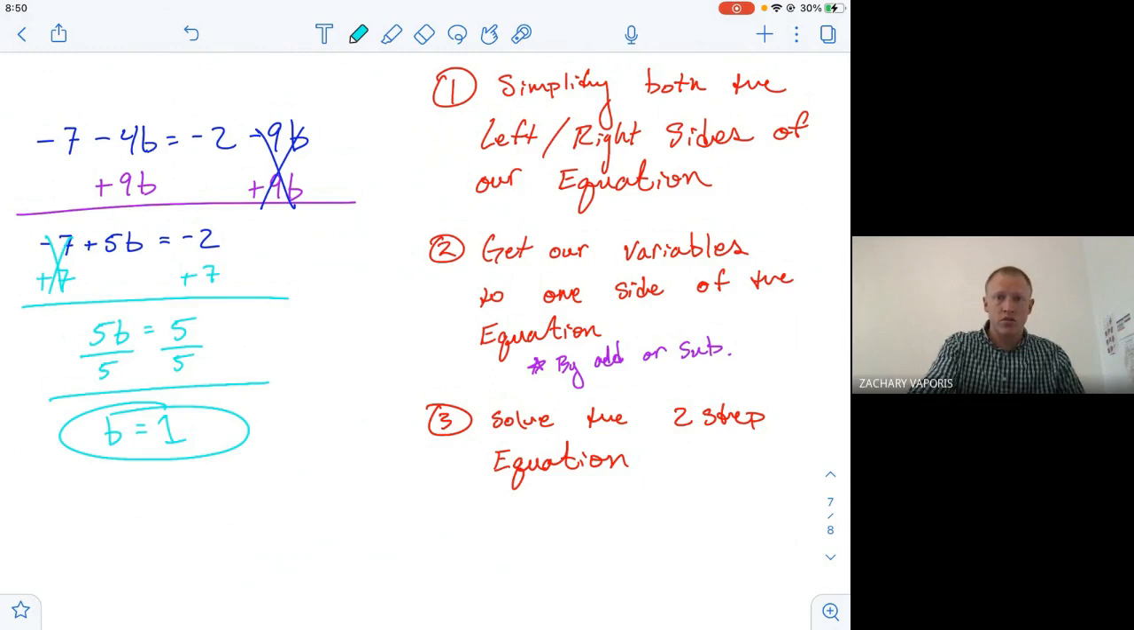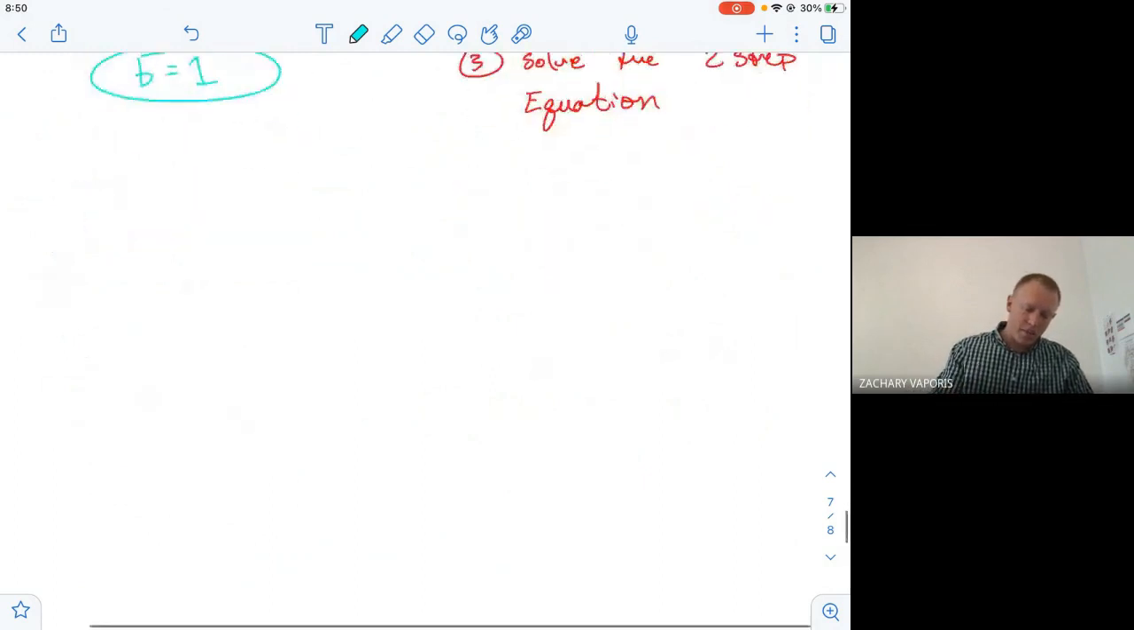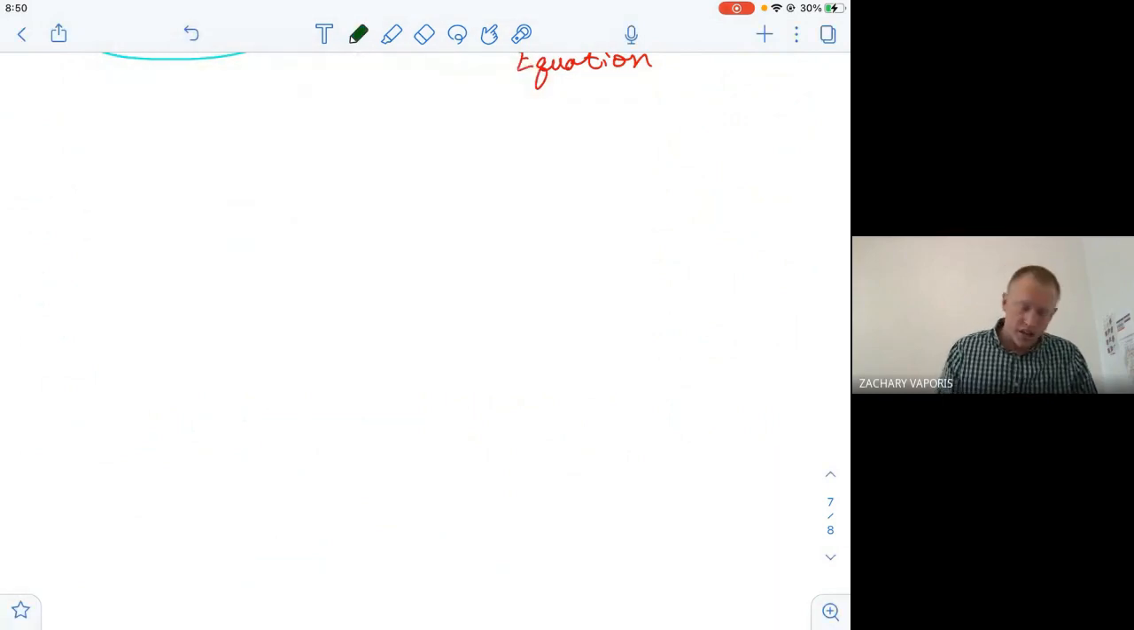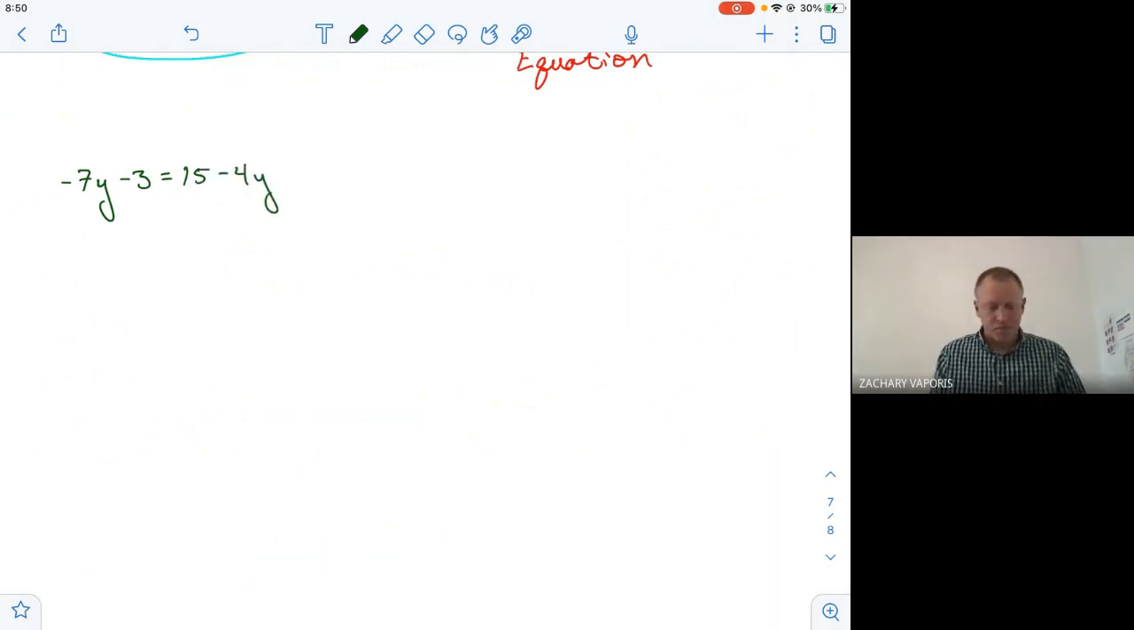So here it is. Let's do another example here, and hopefully this isn't too bad. So let's do kind of a green. So here it is, -7y minus 3 is equal to 15 minus 4y. Easy. All right.